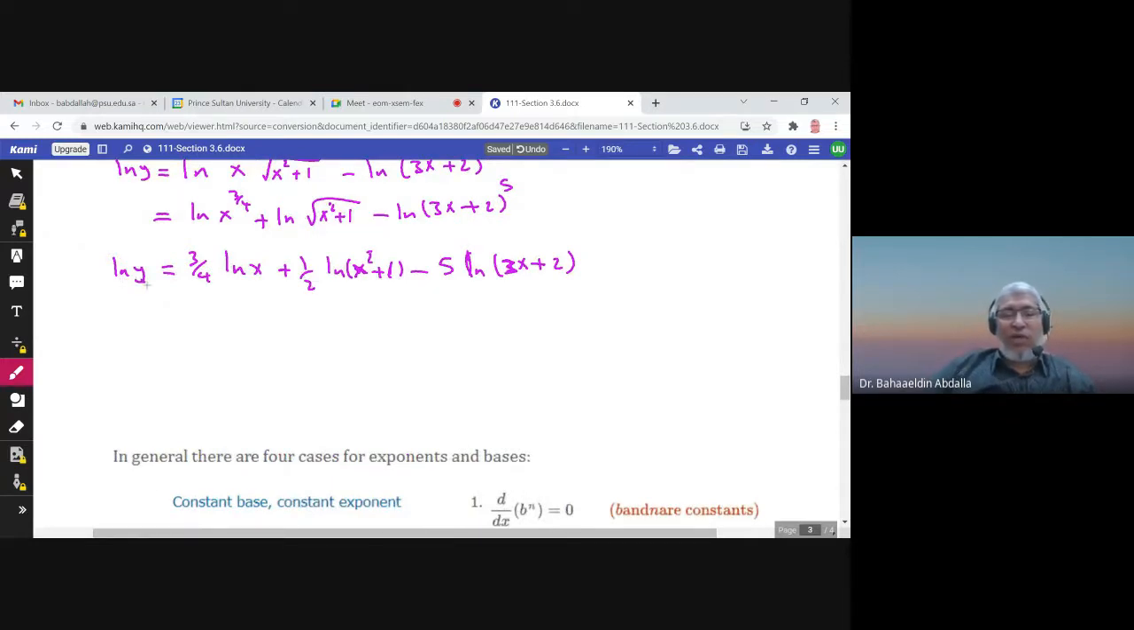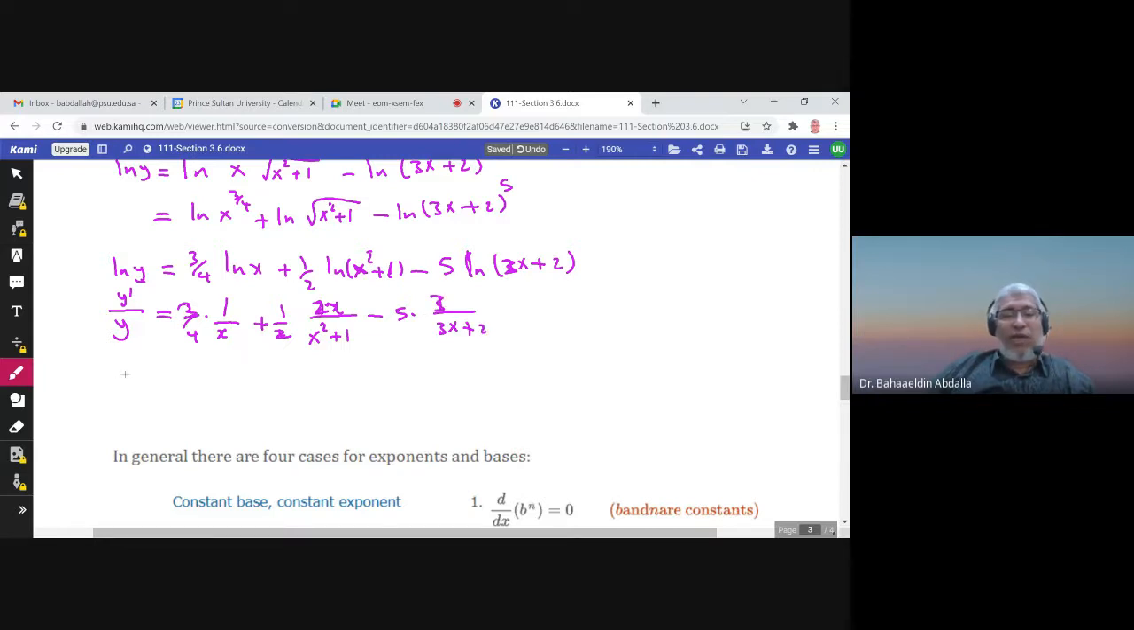The derivative of ln y with respect to x is 1 over y times y prime using the chain rule, equals. The derivative of this is 3 over 4 times the derivative of ln x, which is 1 over x, plus half times 1 over x squared plus 1 times the derivative of x squared plus 1, which is 2x, minus 5 times 1 over 3x plus 2 times the derivative of 3x plus 2, which is 3.